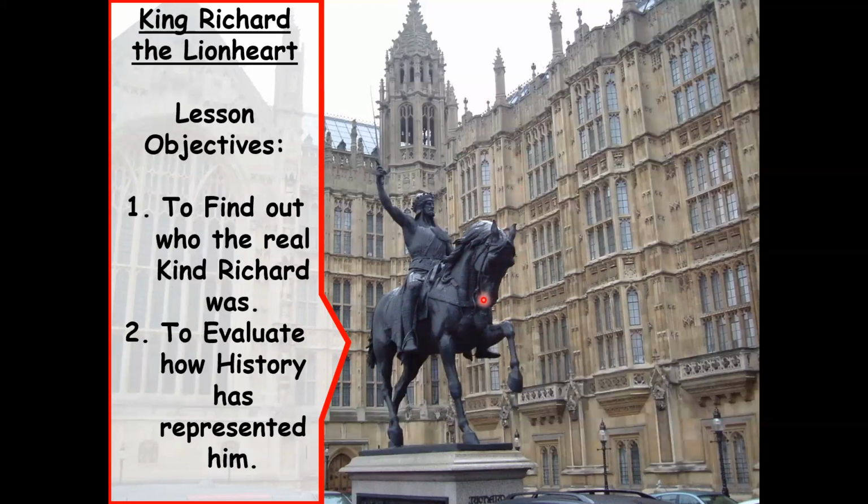So today's lesson objectives. Today we're going to be finding out who the real King Richard was. Who was he really? Is he this man here? Is he the man we see at the end of Robin Hood? Or was he somebody else? Was he something else? And then we're looking to evaluate how history has represented Richard.